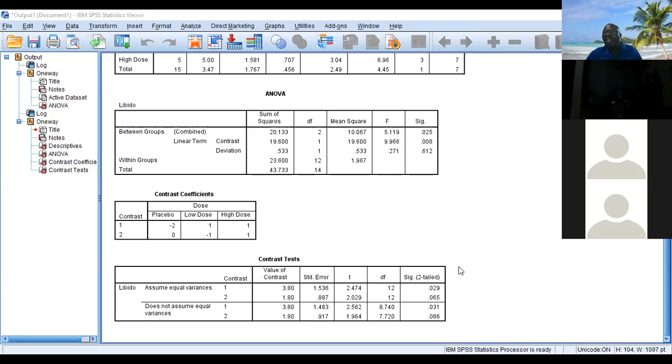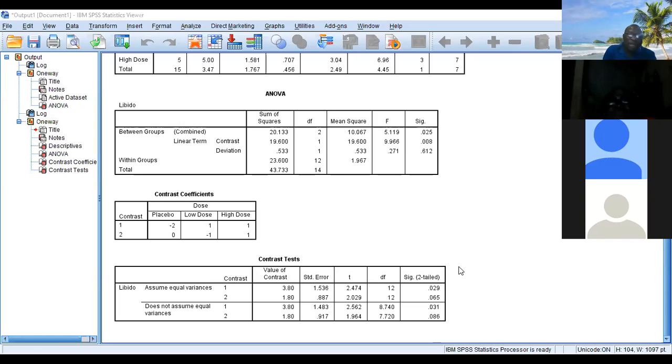Then the second contrast compares low dose and high dose. Now, it's almost significant. What it's telling you is that there's not much difference between low dose and high dose. But when you compare the combination of low dose and high dose against the placebo, if you go and calculate the mean, it shows that the difference is significant. That's just interpretation.